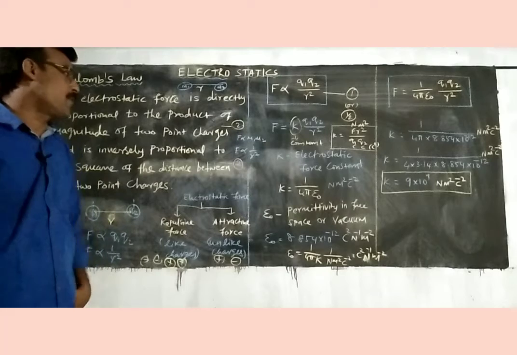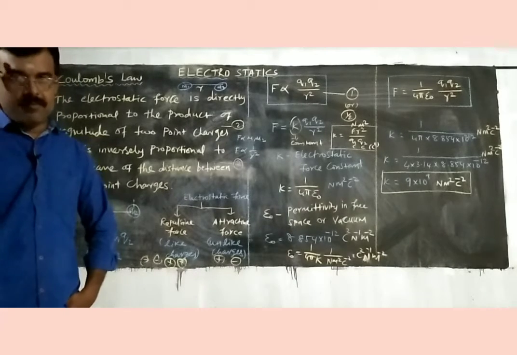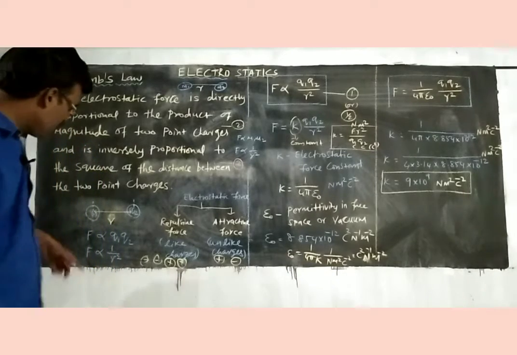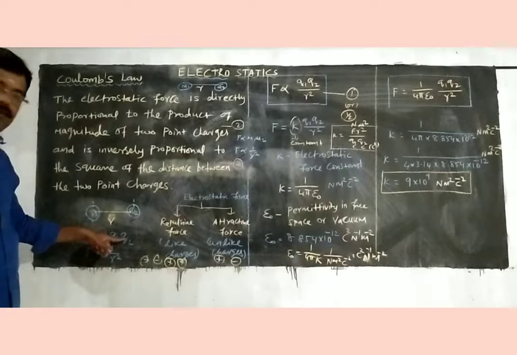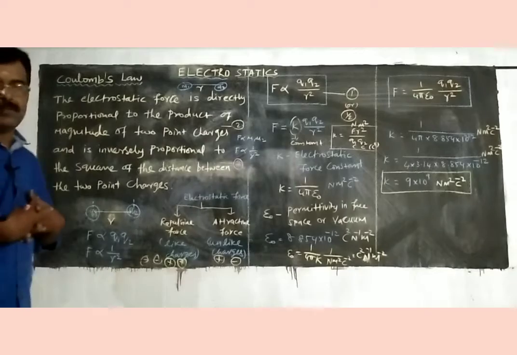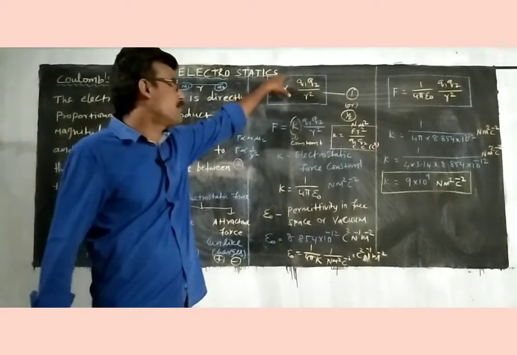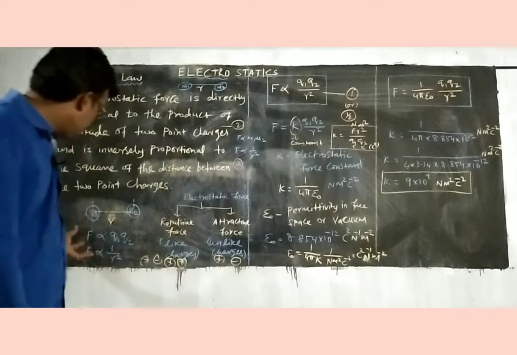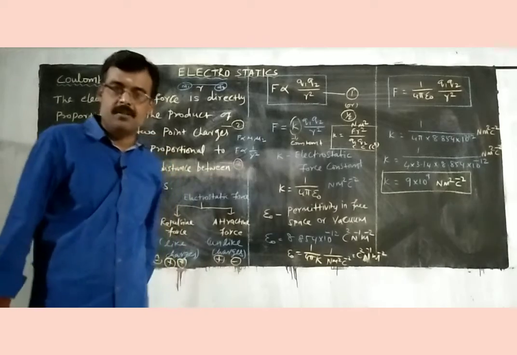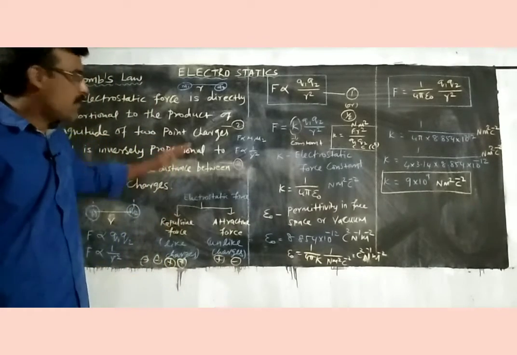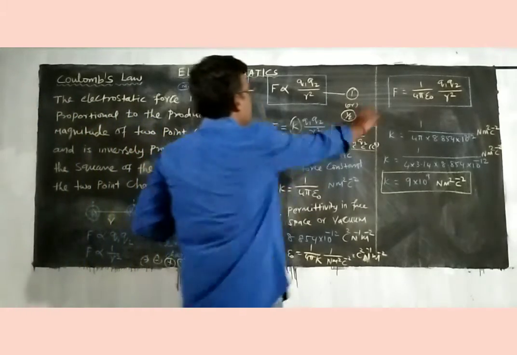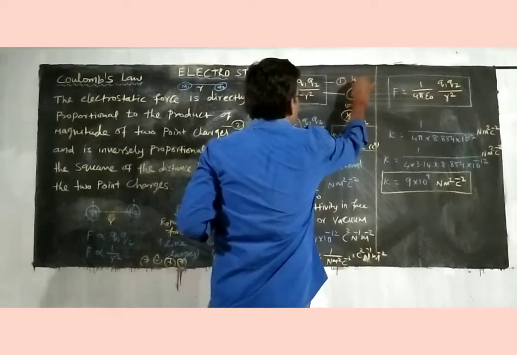If you are not able to write it properly, because you are not able to recollect it while writing the examination, don't worry. We know F is directly proportional to Q1 Q2, and F is inversely proportional to R squared, that is, 1 by R squared. We can combine these two and write F directly proportional to Q1 Q2 by R squared. If you are not able to write this law properly, just write this formula, and you will get 1 or half a mark.